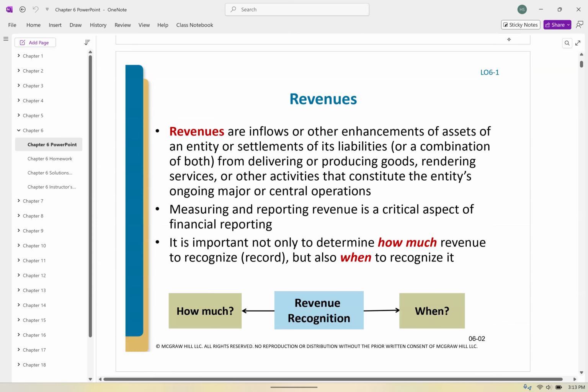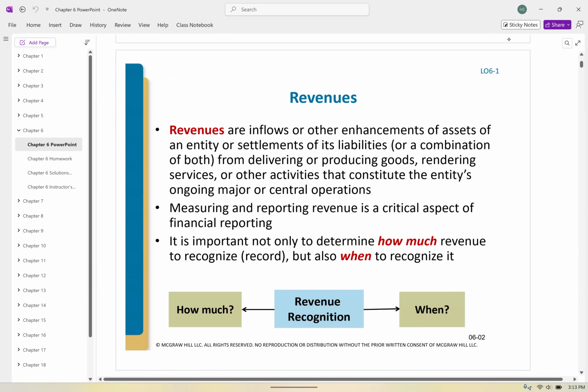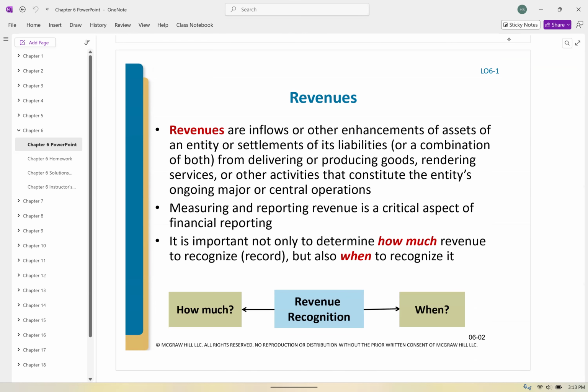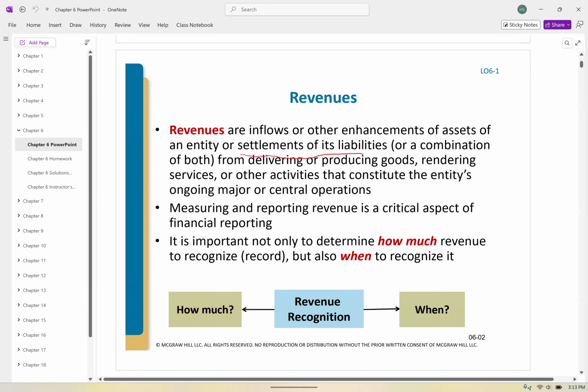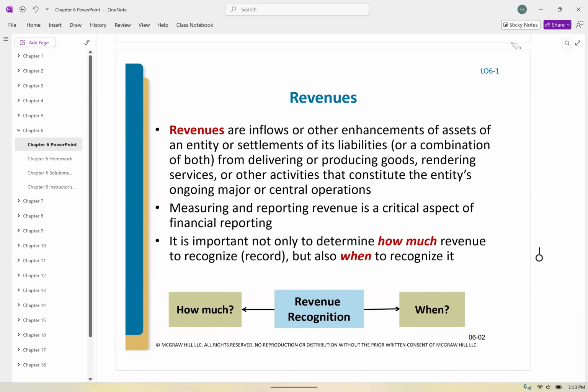Okay, so let's talk. What is revenues? Revenues are inflows or other enhancements of assets of the entity or settlements of liabilities. That's if you have unearned revenue. It can be a settlement of liability or the combination of both, from delivering or producing goods, rendering services, or other activities that constitute the entity's ongoing major or central operations.